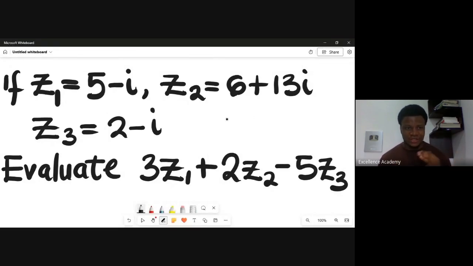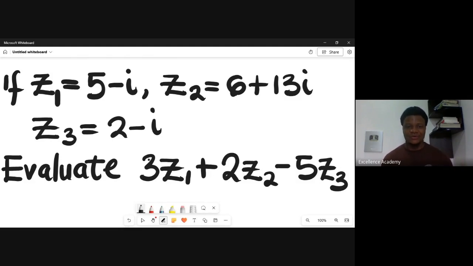All right, so the question here says, if z1 equals 5 minus i, z2 equals 6 plus 13i, and z3 equals 2 minus i, evaluate 3z1 plus 2z2 minus 5z3. How do we solve this?